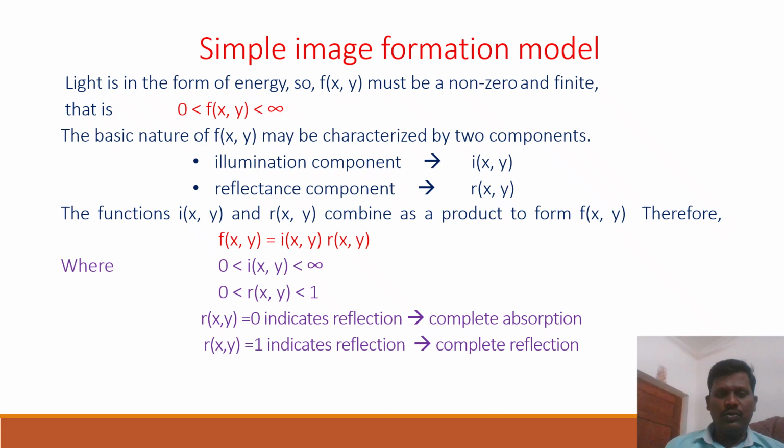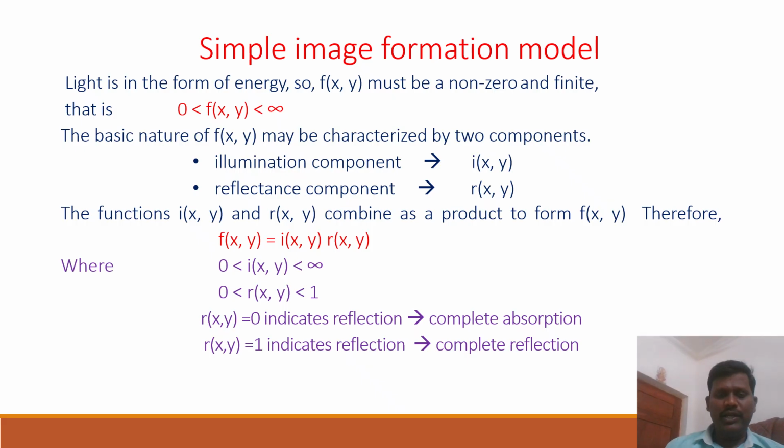As you know, in a dark room we cannot see anything because no light falls in the room. That is the reason: light is a form of energy, and you view the scene through it. The light energy is represented as a function f of x comma y, with a range from 0 to infinity. The basic function f of x comma y may be characterized by two components. The first is how much light is illuminated on a particular object or scene, denoted by I of x comma y.